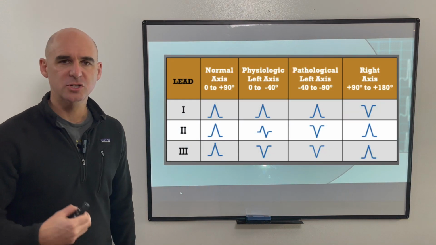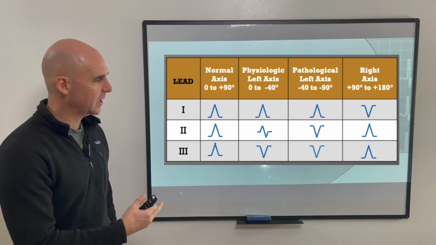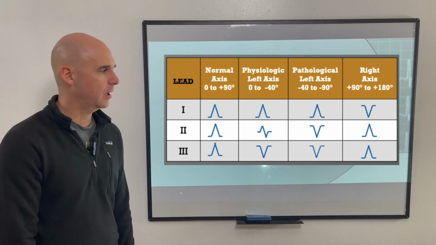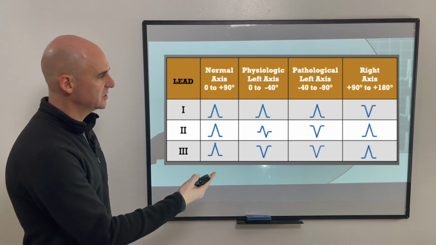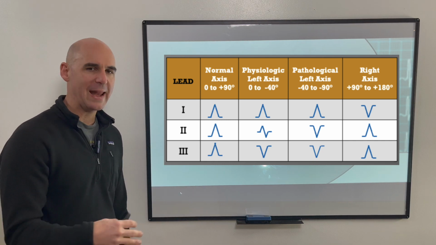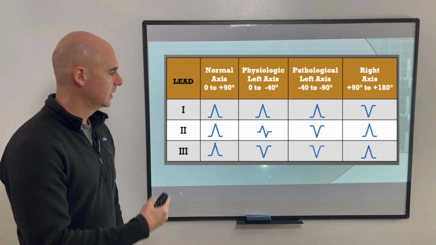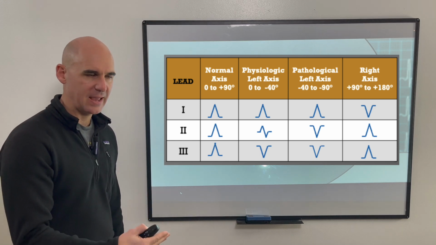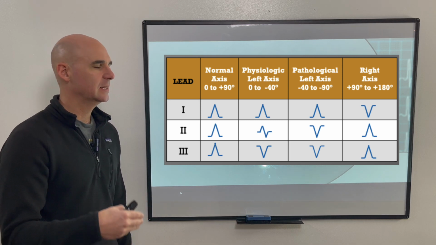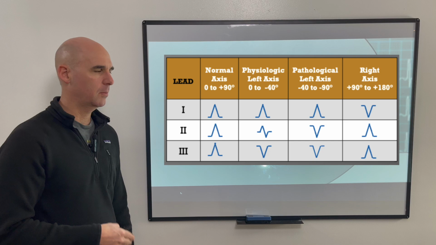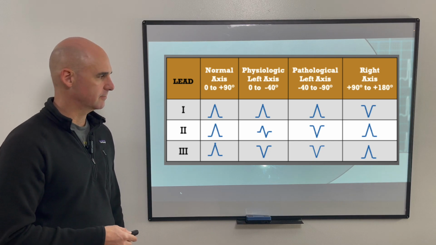I've been referring to this chart in some of our previous videos, and we're building along to it here. This chart is very handy to have along or refer to, and you can see now that we've added onto it our right axis. Again, positive 90 to 180 degrees. Lead 1 is going to be a negative or downward deflection. Lead 2 and lead 3 are going to be positive deflections. That's going to be the hallmark for our right axis deviation.